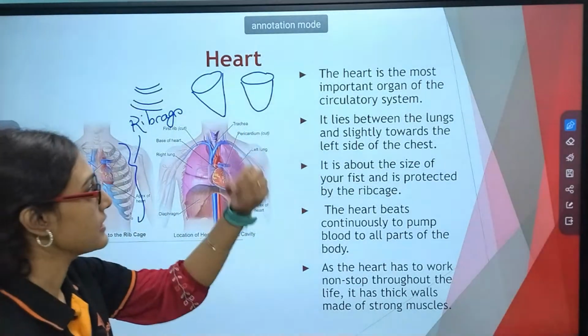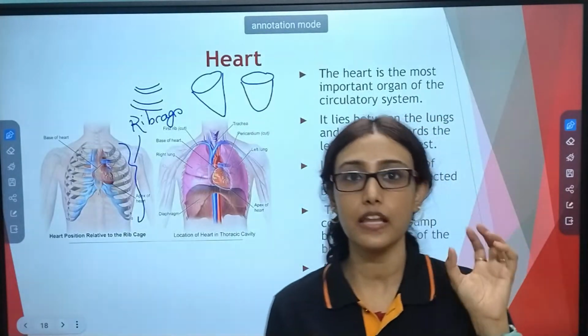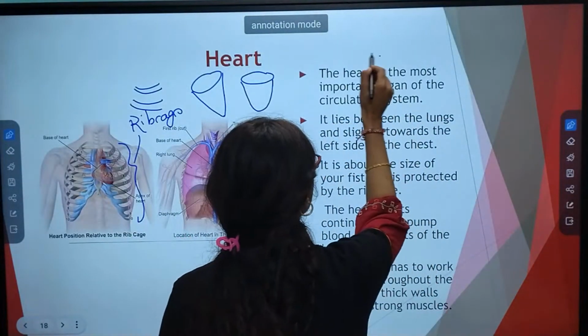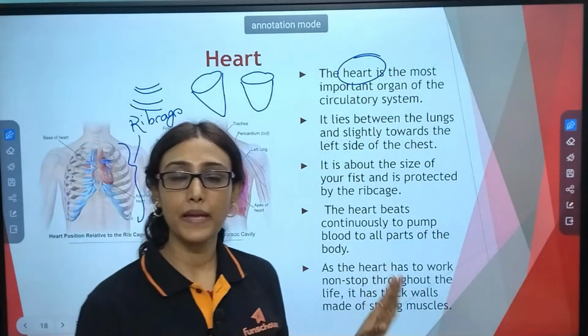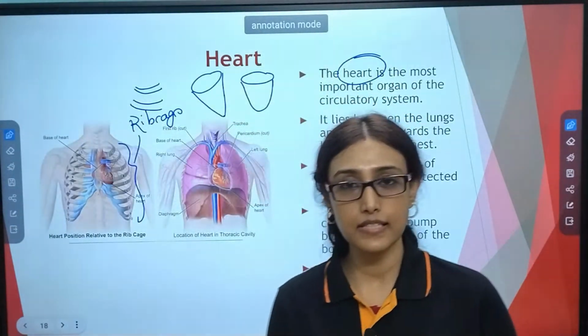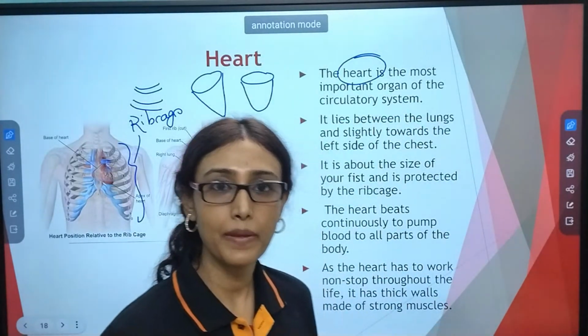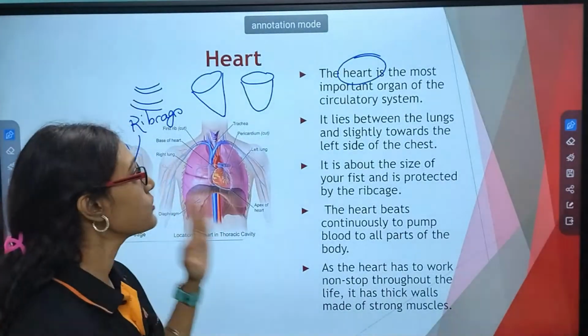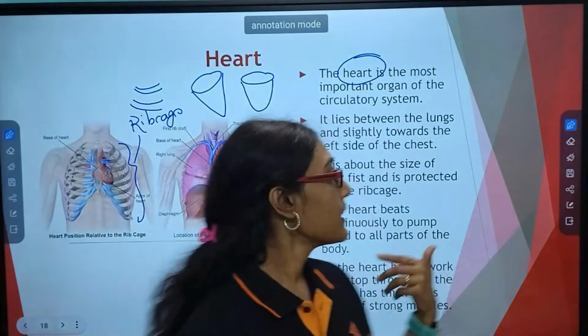Okay, now let's read. So the most important organ for circulation, I have told you, is what? Nothing but our heart. It keeps pumping from the embryonic stage till we die. Once the heart stops pumping, we will die. So it is the most vital organ of our body.